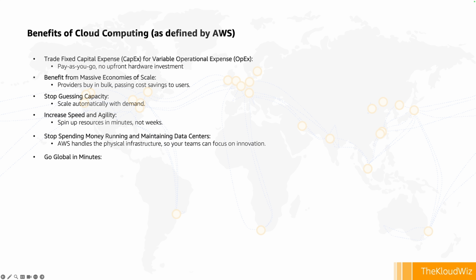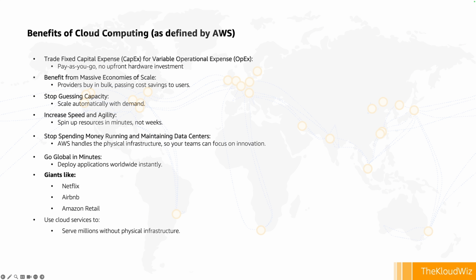And it enables you to go global in minutes because, thanks to cloud, you can just sit in the comfort of your home with a laptop, log on to AWS, and then deploy applications in as many countries as you want in a matter of minutes. Because of this, organizations like Netflix, Airbnb, and Amazon Retail all use cloud services to serve millions of customers without physical infrastructure. And startups are also able to achieve global reach from the very first day they launch with just a laptop and, of course, the internet.